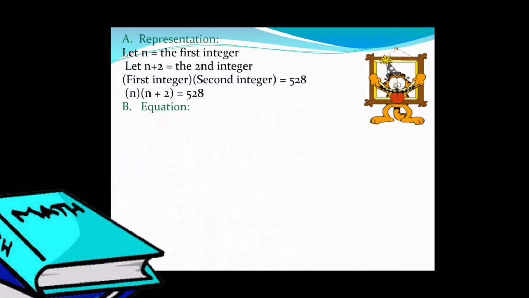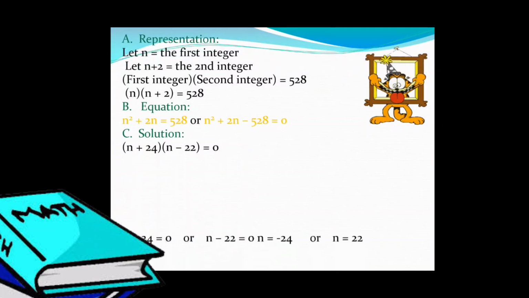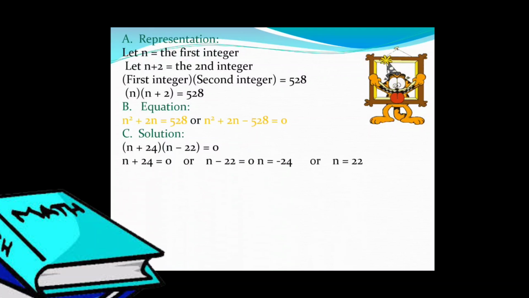So if we simplify it, we will come up with the equation of n squared plus 2n is equals to 528, or n squared plus 2n minus 528 is equals to 0. For our solution, here we need to use factoring general quadratic trinomials. So we will come up with n plus 24 times the quantity of n minus 22 is equals to 0. We need to simplify it. N plus 24 is equals to 0, or n is equals to negative 24. And n minus 22 is equals to 0, or n is equals to 22.